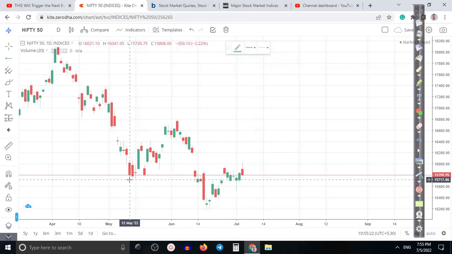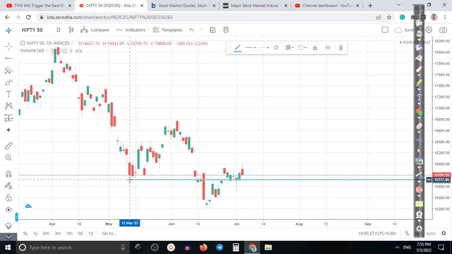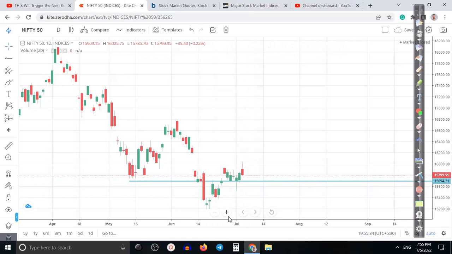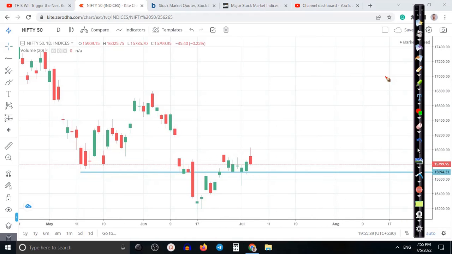Here I can see a recent rejection point somewhere here. Very interesting level, this one. I drew a horizontal line by connecting swing points. Here I can see price was rejecting, with multiple rejections from this area around 15,700. Right now price is around 15,800.